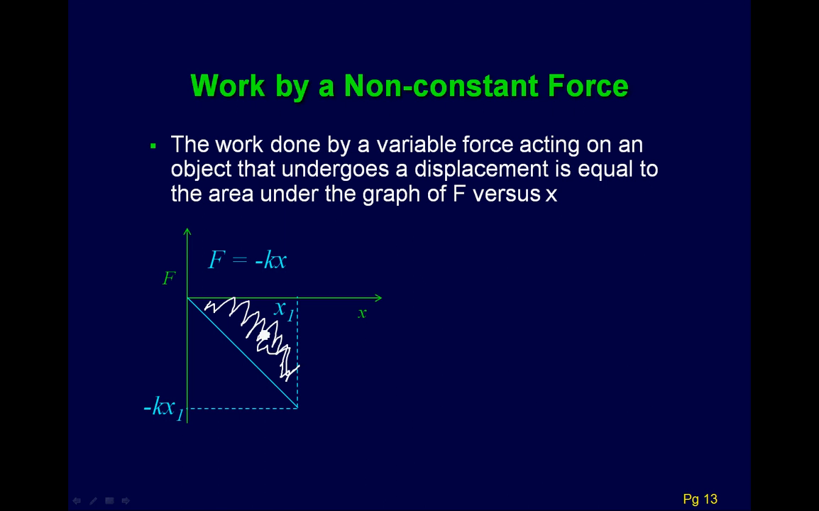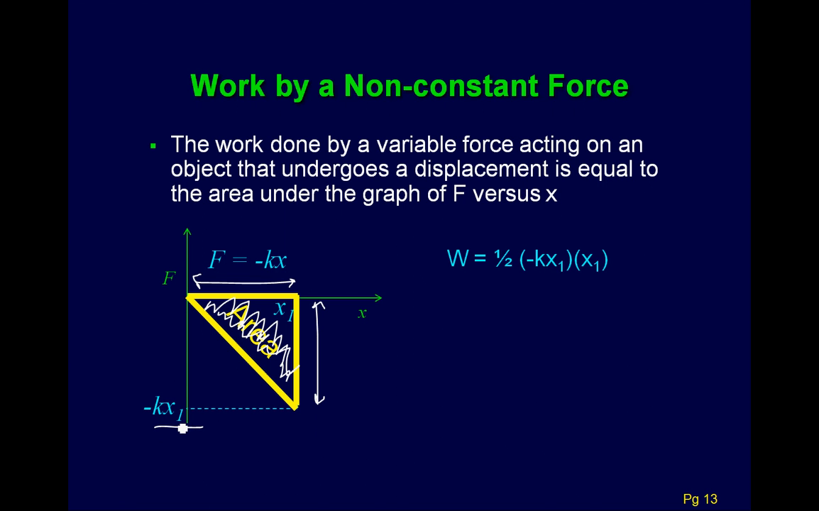It's going to be a triangle. This area here is going to be a triangle, where x1 would be this distance here, that's the x, and this distance here would be the force, negative kx1. And so we get that the work is 1/2, because it's a triangle, times the height, negative kx1, and then the base x1. And x1 is just the distance that we stretch the spring out to. So I get 1/2 kx1 squared.